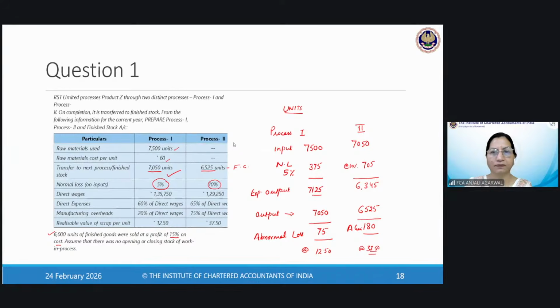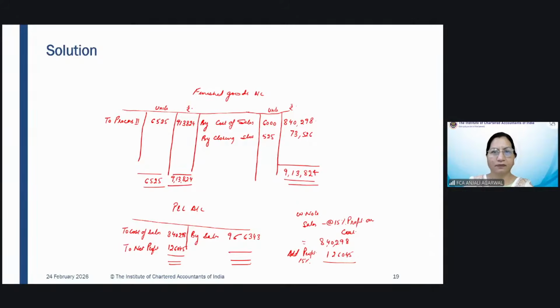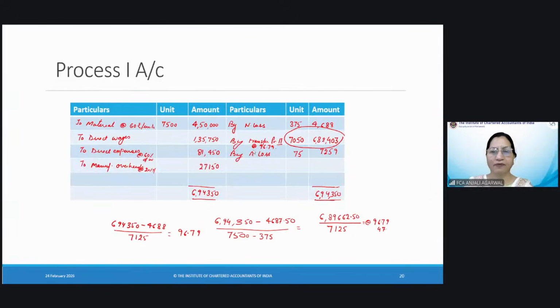Yes, ma'am. Abnormal loss is showing which balance, ma'am? Debit balance or credit balance? And also abnormal gain shows which balance? Right. We have not taken the abnormal loss or abnormal gain account here so far. So we've not completed that. Let's first complete. So costing P&L account will also change accordingly.